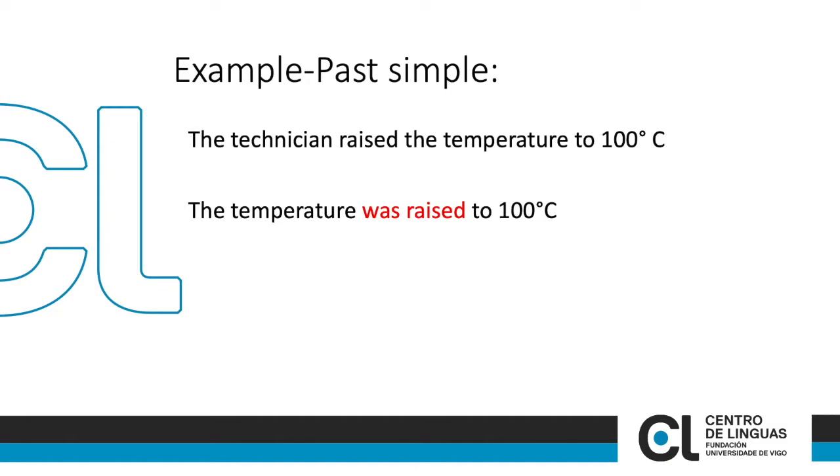So the temperature was raised to 100 degrees Celsius. Here you see that the temperature object was brought to the beginning of the sentence, and the past tense of raise is formed with the past tense of be, was, plus the past participle of raise, which is also raised. Okay, so the temperature was raised to 100 degrees Celsius. We can include the original agent by putting the agent at the end of the sentence with the preposition by. So the temperature was raised to 100 degrees Celsius by the technician, but that's not necessary.